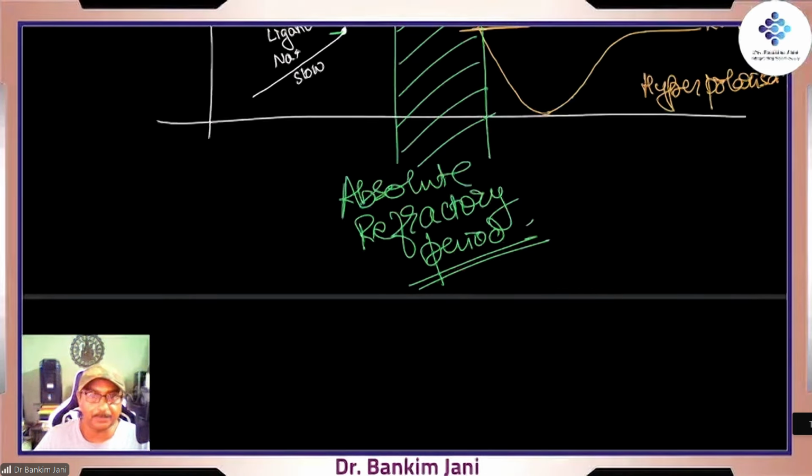There is another refractory period which is called the relative refractory period. Relative refractory period means right now the time has not come to start the second impulse.